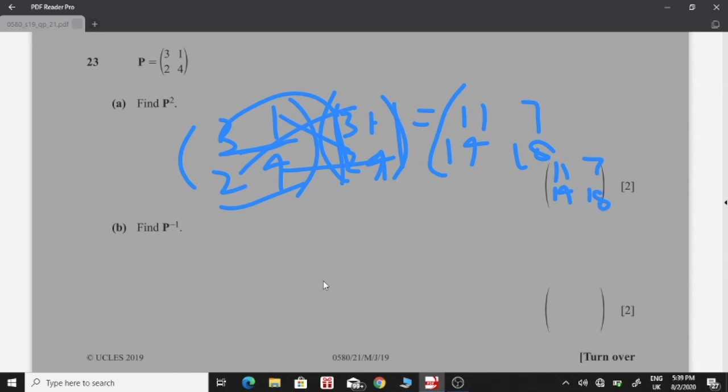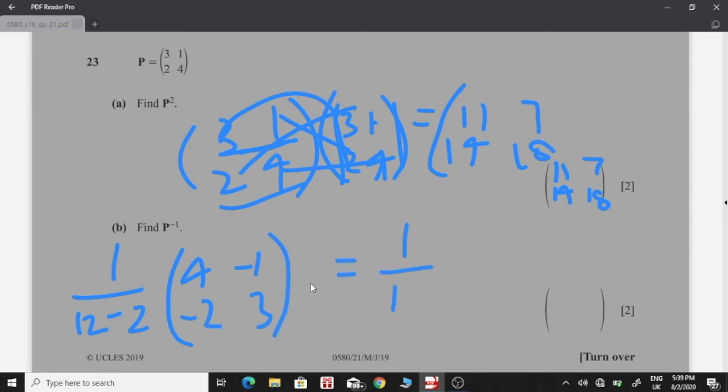Part B, find P inverse. So we have 1 over A into D, which is 3 into 4, 12, minus B into C, which is 2 ones are 2. And then we write it as D, which is 4, minus B, minus C, and A, which is 3. So we have our answer as 1 over 10 into 4 minus 1 minus 2 and 3.